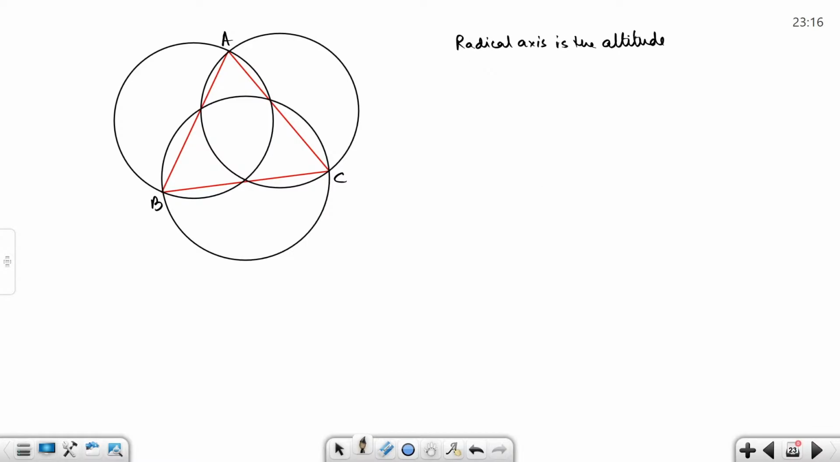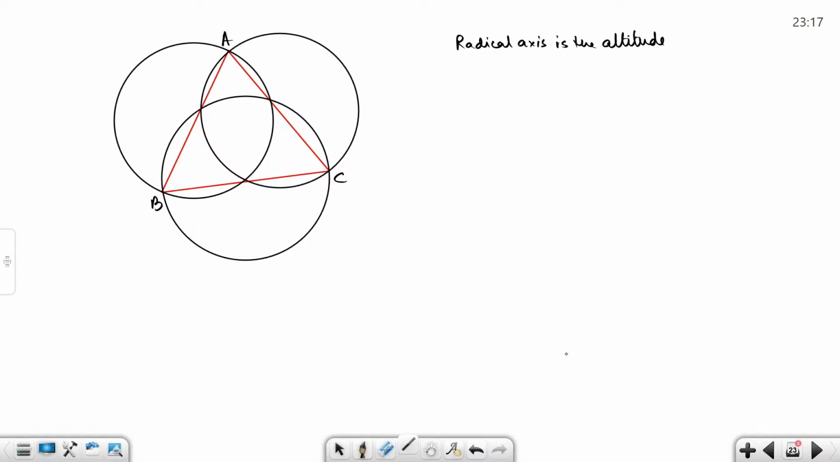Am I correct or not? Because three radical axes are meeting at a point, three altitudes are also meeting at a point. So if the radical axes are all equal to the altitudes, yet it has not been proved, but if we can prove that the radical axes are all altitudes of this triangle, then it is already proved that the radical center and the orthocenter will be the same point. Okay? So now my task is to prove that the radical axis and the altitude are the same line.